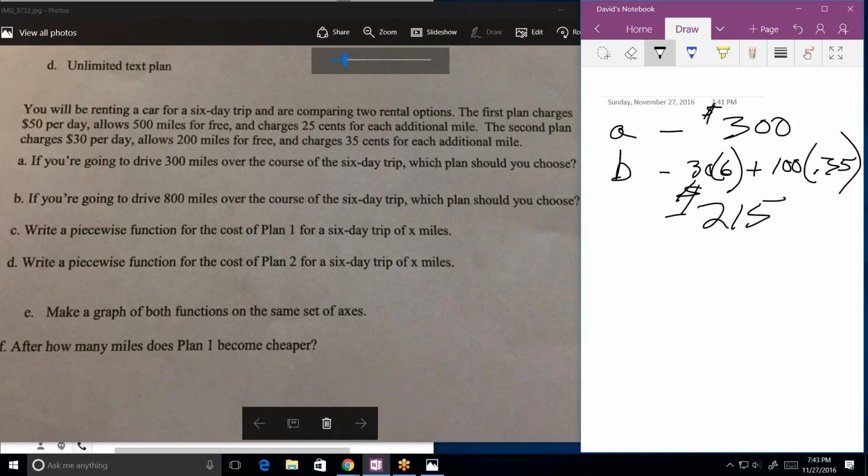So what do you think is going to be cheaper for question B? Without doing any math. I think A. Yeah, maybe, although they are in conflict with one another. In other words, A is more expensive per day but gives you more miles for free. Whereas B is cheaper per day but gives you less miles for free. So we really have to test them both out. So what's the cost for the 800-mile trip?